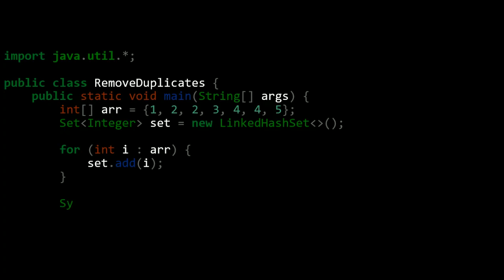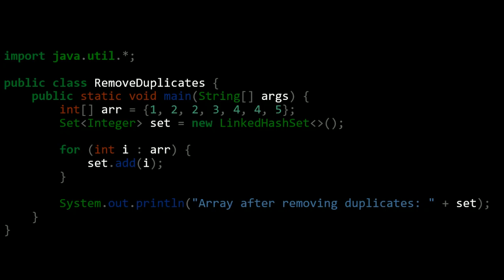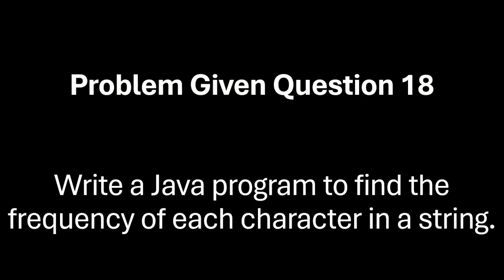A Set is declared with Integer, and see, again a simple for loop with a single line of code. You will definitely get the duplicates removed and unique data.